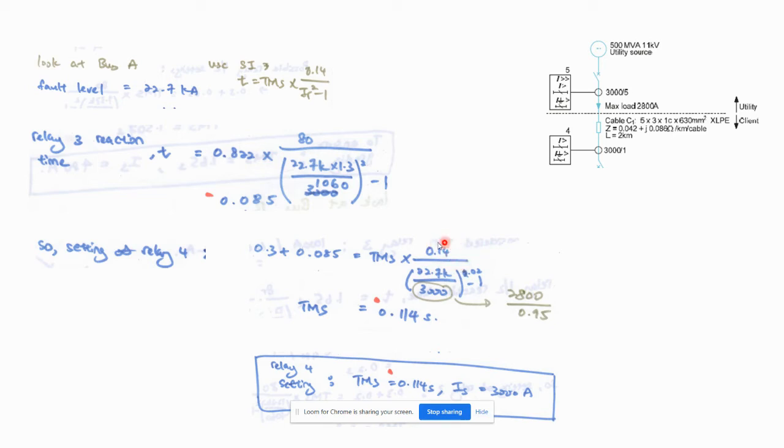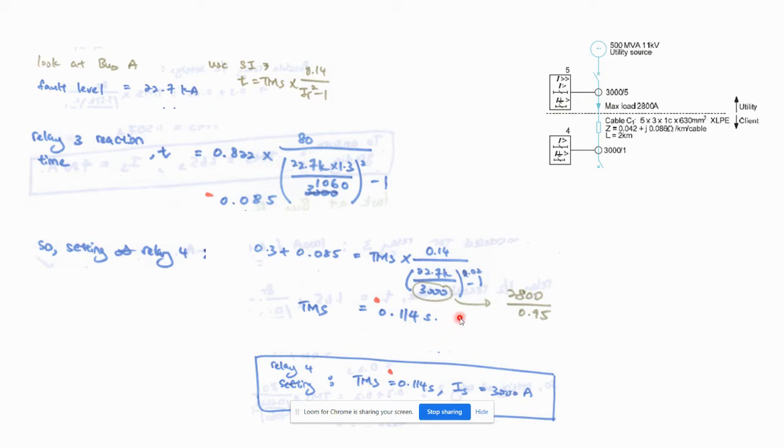This 0.14 is the constant for standard inverse, because in relay number 4 we are not using extreme inverse anymore. We are using standard inverse, divided by the fault current divided by the IS that we have selected, which is 3,000, because we got it from what we mentioned earlier, 2,800 divided by 0.95. This is the ratio, minus 1. Therefore, we get the TMS of 0.114 seconds. So the TMS of relay number 4 is 0.114 seconds, and the IS is 3,000 amp.